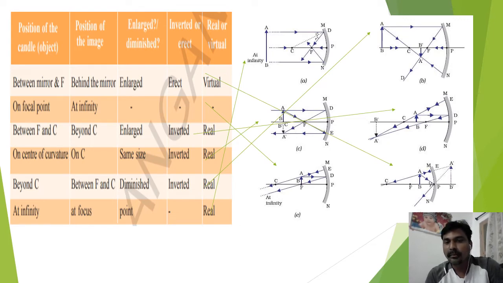So here is the image formation diagram we are seeing. At different object distances, we can get different image distances, and we can also observe the nature of the image differently.